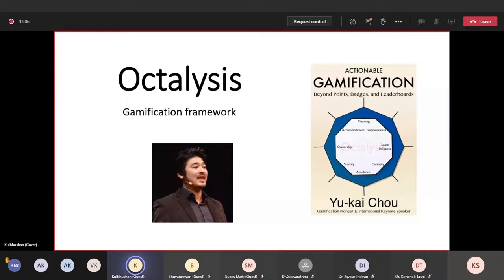Yu-kai Chou also published a book called Actionable Gamification, which covers mostly level 1 of Octalysis. Most of the tutorials about Octalysis are available on his website, and there are also many forums and blog posts that talk in depth about Octalysis. So that can be your first point of contact when you are learning about Octalysis. Second, you can move on to the book, and then you can move on to some blog posts and the forums.